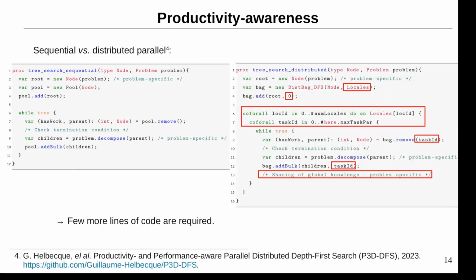Now you have the distributed parallel version, which is named P3D-DFS. It is available in our GitHub repository. As you can see, the parallel distributed version requires a few more lines of code, thanks to the task parallel features of Chapel. Here we used two nested coforall loops, and also the on clause in order to control locality. Another point is that in the insertion and retrieval operations of the bag, we now have to specify the task ID in order to ensure the TFS. And we also have to share the global knowledge between processes.